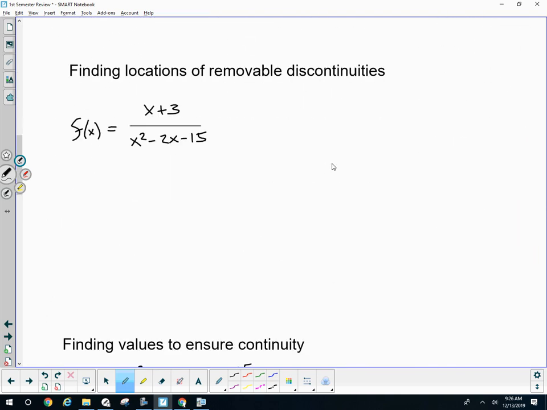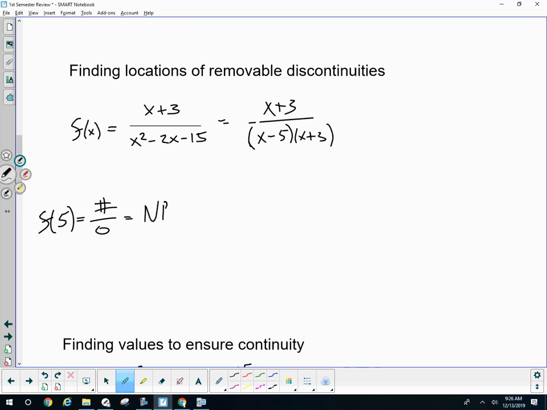Now, to find a location of removable discontinuity, if we simplify things, we'll be able to see the removable versus non-removable discontinuities, and then we'll be able to find the location of the removable discontinuities. This is x minus 5 over x plus 3. I realized that f of 5 would give me a number over 0. That's an indication that I have a non-removable infinite discontinuity. So I'm going to have an asymptote on this function at 5. But if I plug in negative 3, I'm going to get 0 over 0. That is the location of a removable discontinuity.